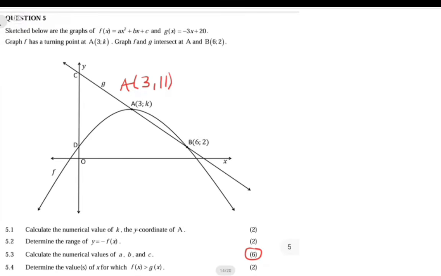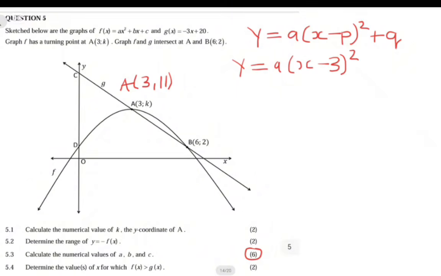If we're given a turning point, we're going to use this equation, which is y equals a times (x minus p) squared plus q, where p and q are the turning point. We use this one if we're given turning points. This is grade 11 work. So we're going to say y equals a, and then our x. Remember, this one for p is the one that we swap. If it is positive, it's going to be negative. If it's negative, it's going to be positive. So here we have positive 3, so it's going to be negative 3 squared. And then this one remains the same. It's going to be positive 11, just like that.